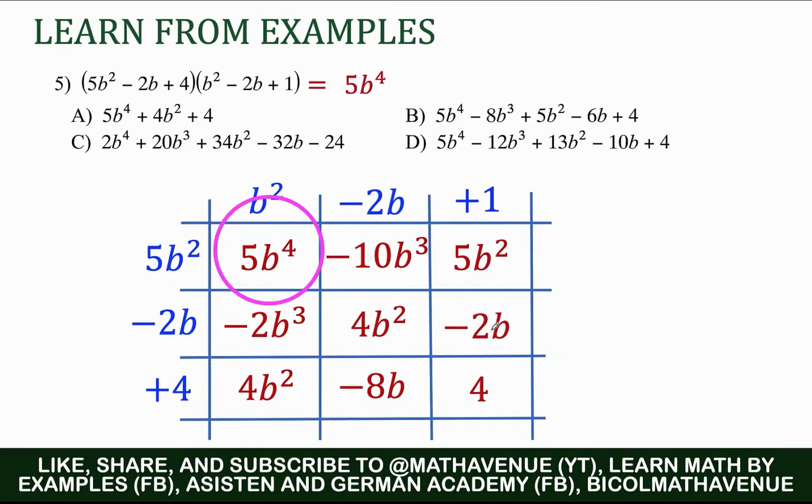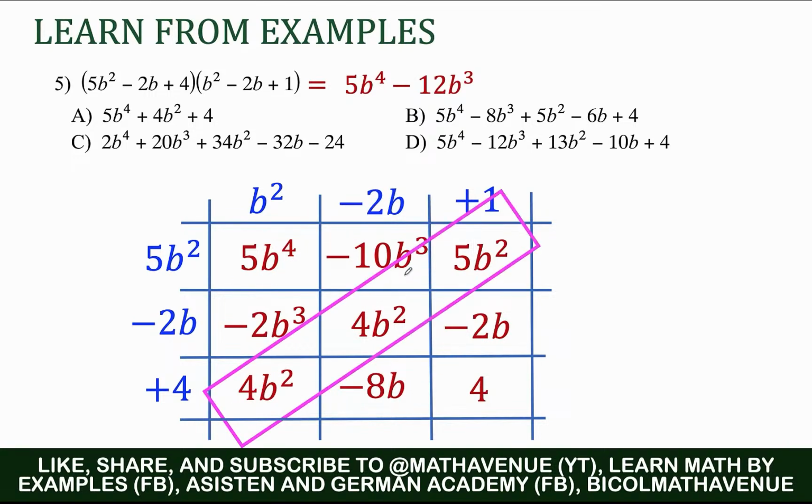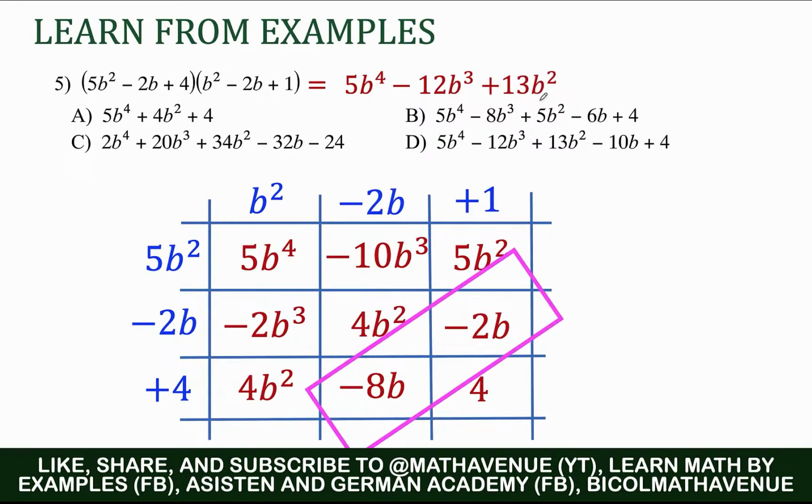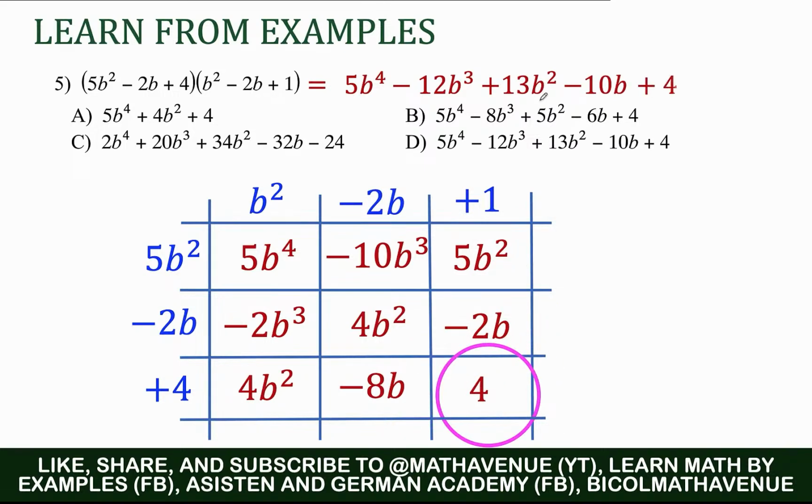There's nothing like it. Usually diagonally, that's where you can find the like terms. Negative 2b cubed minus 10b cubed is negative 12b cubed. Here, there are 3 like terms. 4b squared plus 4b squared plus 5b squared, that's equal to 13b squared. And then, minus 8b minus 2b is equal to minus 10b, and copy plus 4. That is now our final answer.